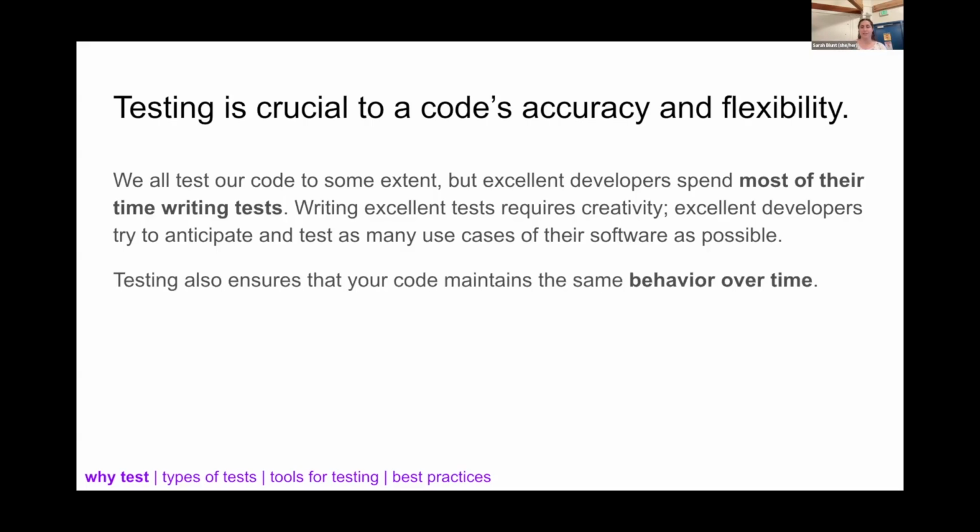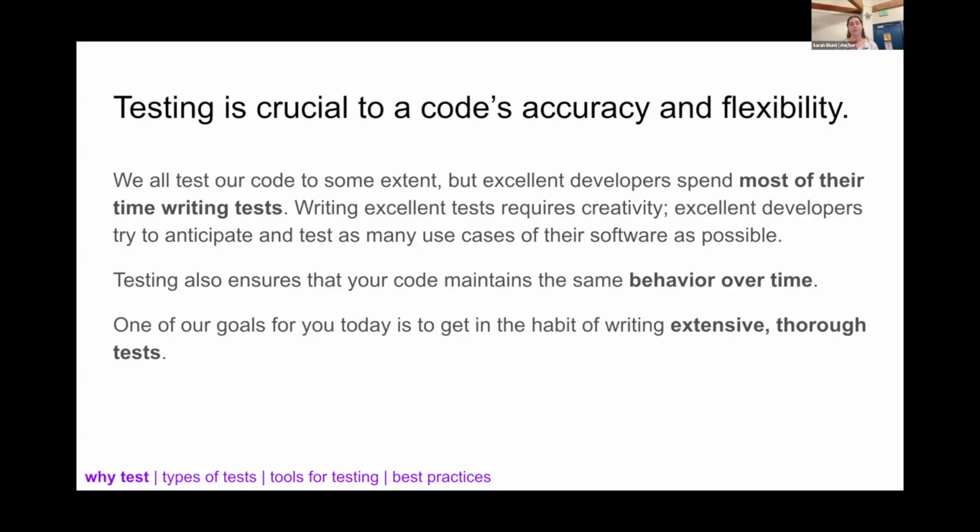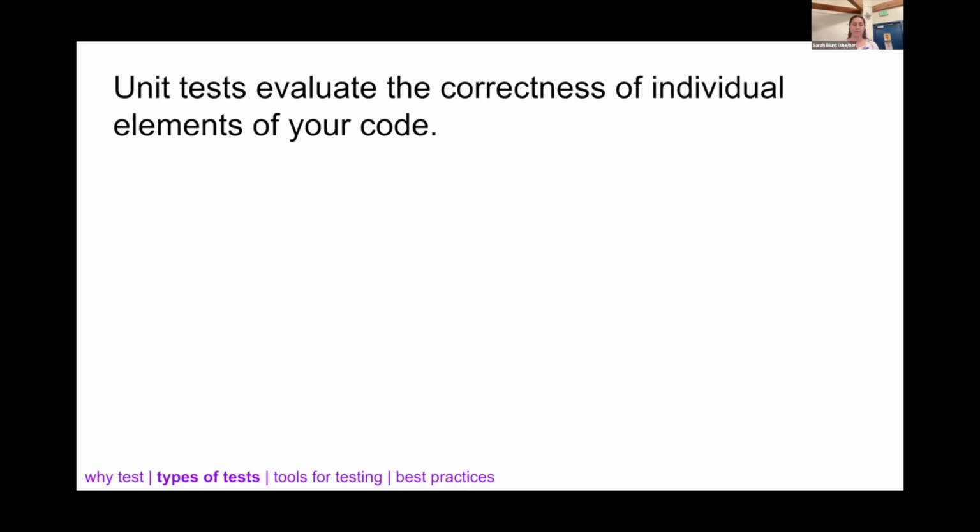Testing also ensures that your code maintains the same behavior over time. So if you have a test suite, say you have 50 tests that you wrote, and somebody that you've never worked with before makes a pull request to main, you can run this test suite and ensure that this new functionality that somebody else contributed didn't break anything existing in your code already. So this is really nice to ensure your code maintains this behavior. So one of our goals for you today is to get in the habit of writing extensive and thorough tests.